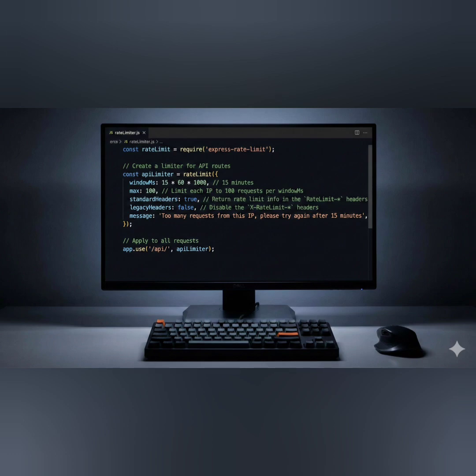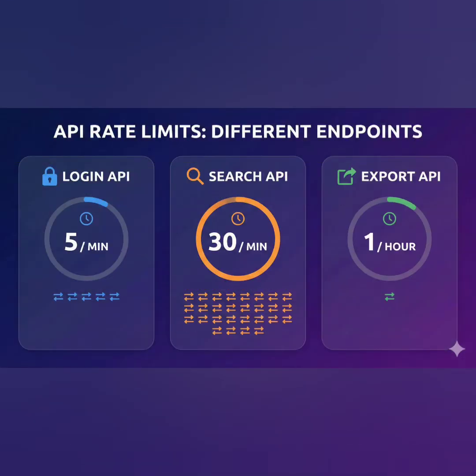But here's what most developers miss. You need different limits for different endpoints. Your login endpoint might allow 5 attempts per minute. Your search endpoint, maybe 30 requests per minute. Your data export endpoint, perhaps just 1 request per hour. Tailor your limits to the sensitivity and resource cost of each operation.